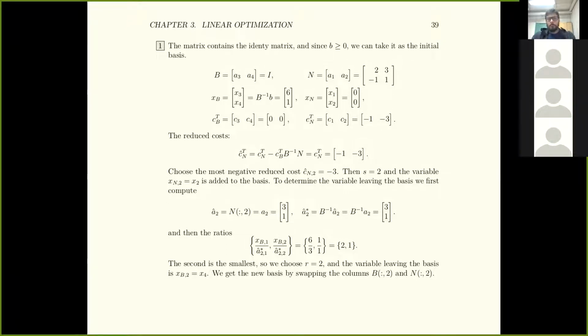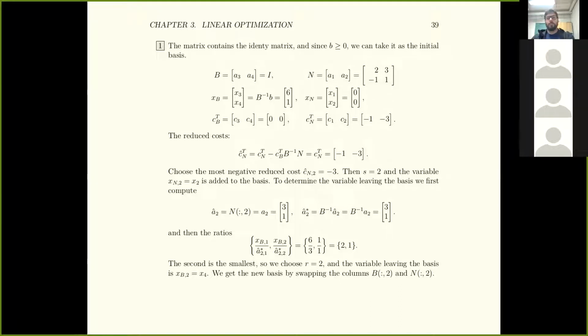Now we set, we find the basic solution. It amounts to x3 being 6 and x4 being 1. These are the basic variables. And obviously x1 and x2 are 0 because these are the null variables. The cost vector part on the basic part is zeros because these were slack variables. And then the null part, that's negatives.